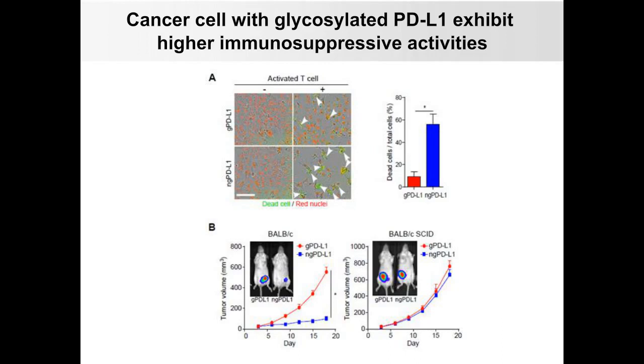Next, we performed an in vivo experiment to confirm this result by inoculating PD-L1 wild-type and non-glycosylated PD-L1 cells into mice. We found that at 2 weeks, there is a huge difference in tumor growth between these two clones, which suggests that with loss of glycosylation, the cancer cell loses its ability to suppress T-cell activity.